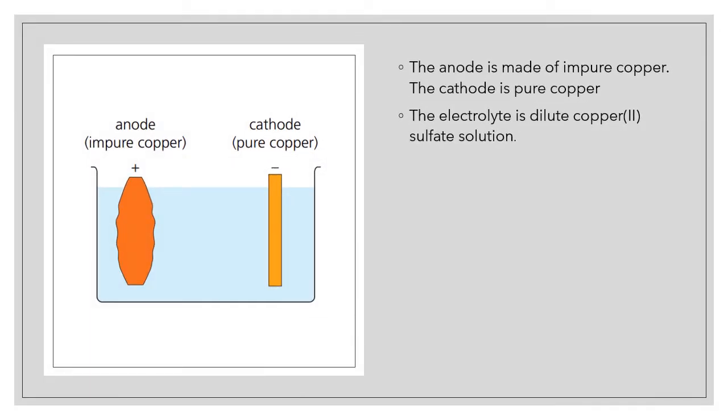So how does it look? In the purification of metal, if we do electrolysis, of course there must be an anode and a cathode. So in the case of purification of impure copper, impure copper will be connected to the anode, while pure copper will be connected to the cathode. The electrolyte is dilute copper(II) sulfate solution. For the electrolyte, we use a compound that contains the metal element that we want to purify.